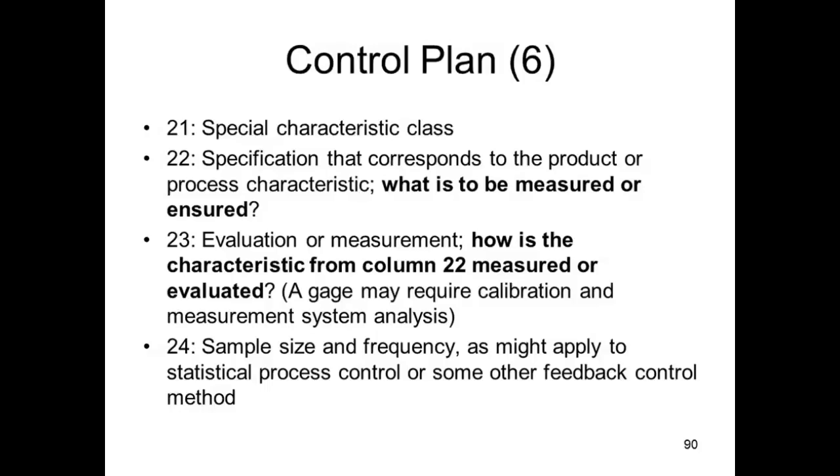Evaluation or measurement: how is the characteristic from column 22 measured or evaluated? That's where we get into gauge calibration and measurement systems analysis, both of which are required by IATF 16949. Calibration has always been required by ISO 9001. Sample size and frequency, as might apply to statistical process control.